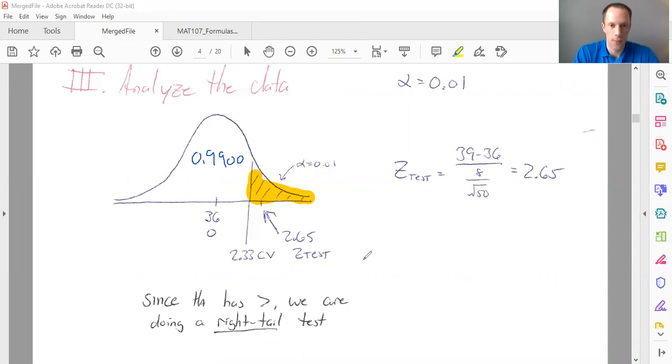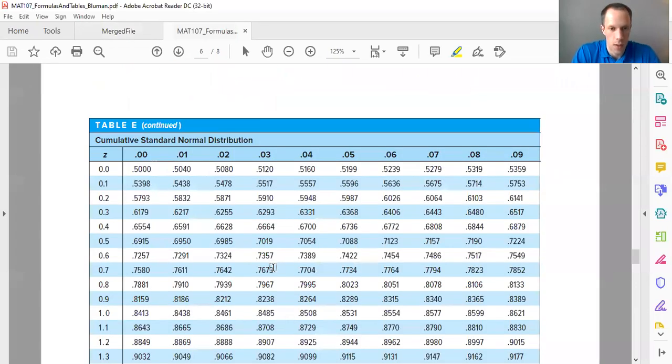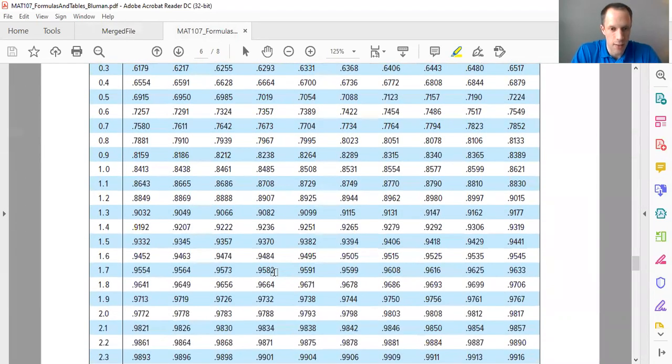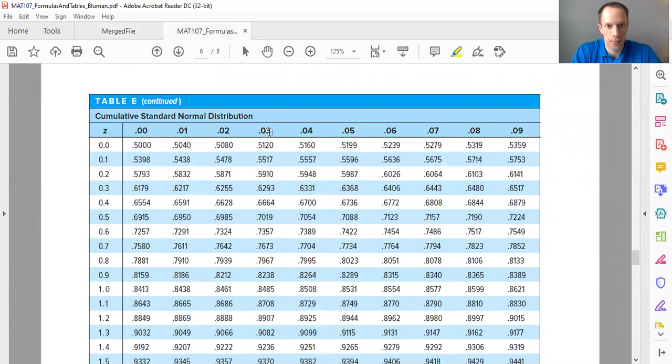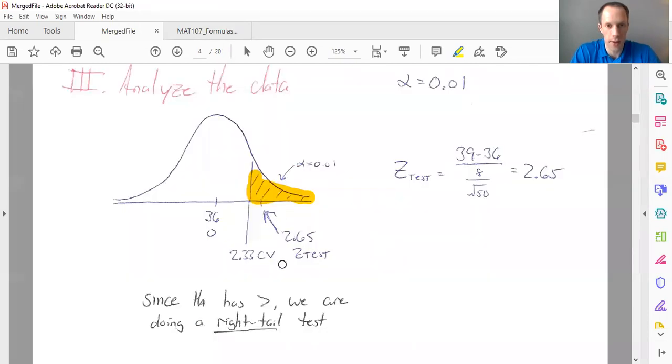So I'm going to go to my standard normal chart and I'm going to look for 0.9900. Okay, 0.9900 is not in the table. It's in between 0.9898 and 0.9901. And it's closer to 0.9901, so I'm going to use that value, which would be 2.33. So the critical value here is 2.33.